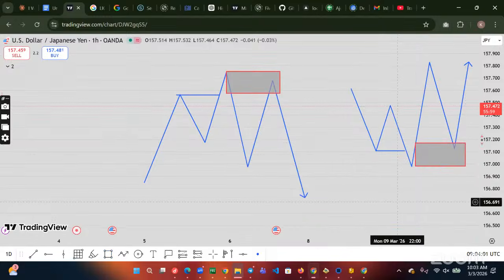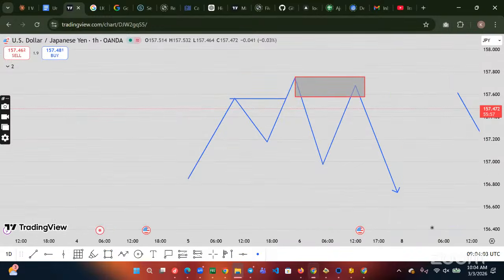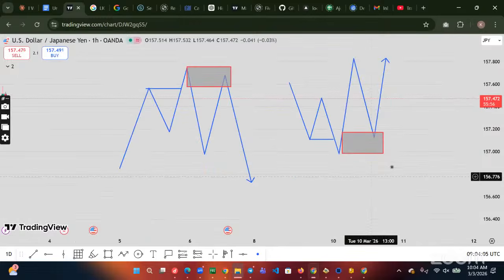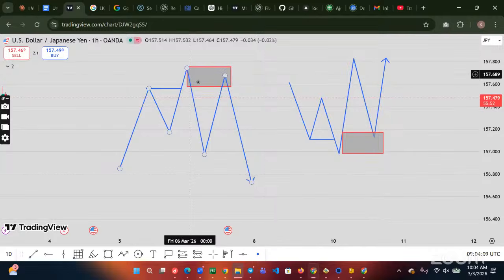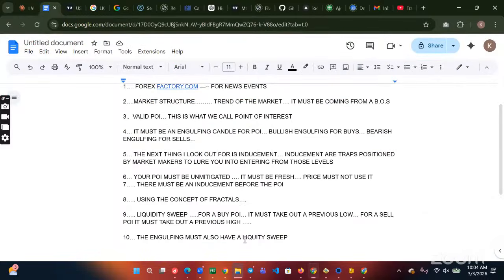Now, this is structural liquidity. But we have sweep liquidity. Sweep liquidity is when the engulfing sweeps the previous candle by a wick. So the engulfing must have a liquidity sweep, where the engulfing sweeps the previous candle by a wick.